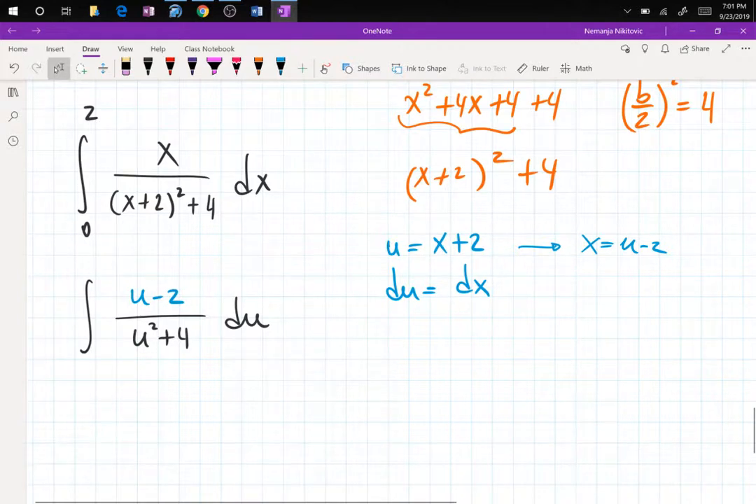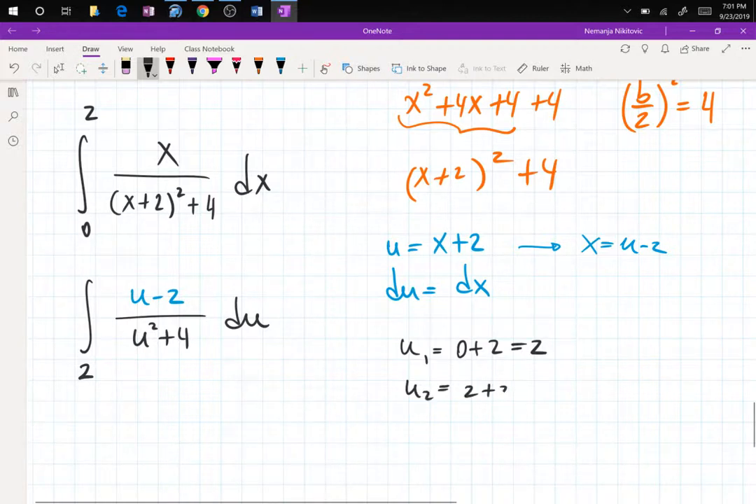And now to transform our limits, u1 is going to be 0 plus 2, which is 2. So the bottom limit is 2. And the u2 upper limit is 2 plus 2, which is 4. So now we don't have to go back to x. In your case, you're not using u's, right? You're using g's or something.